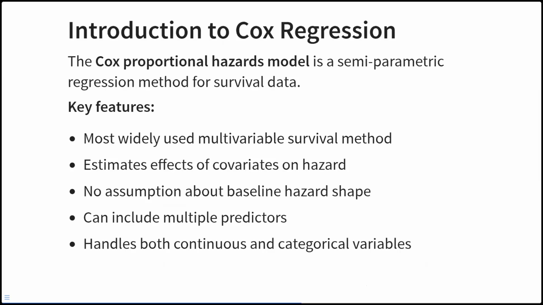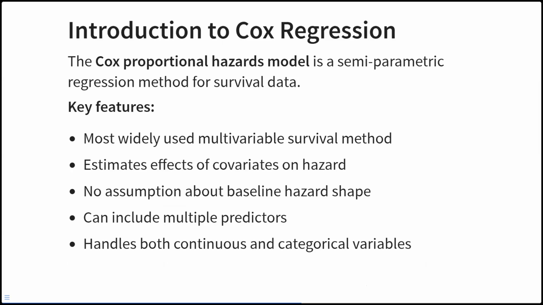The next is the Cox proportional hazard model, and this actually solves all the limitations of the previous techniques we have already explained. So the Cox proportional hazard model is a semi-parametric regression method for survival data. Why it's mostly used is because it's multivariable. You can add a lot of covariates to it.